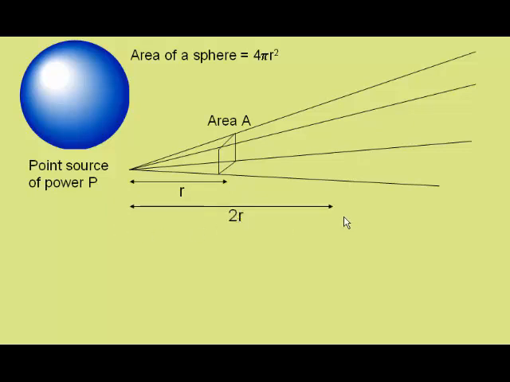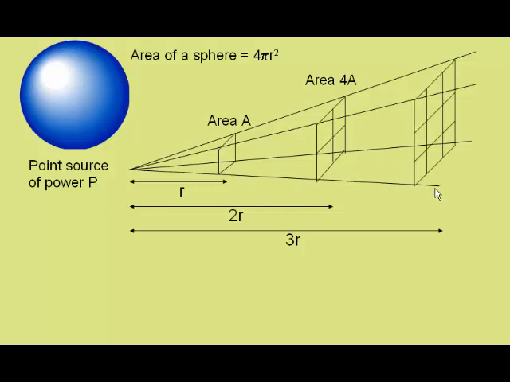moving twice that distance, 2r from the point source, drawing a similar square, this now has 4 times the area of the first one. Therefore the intensity at this point must be a quarter what it was at this point. Moving a distance 3r from the point and drawing yet another square, this now has an area 9A. Therefore the intensity here is 1/9 what it is here.